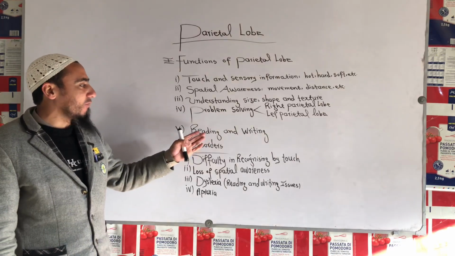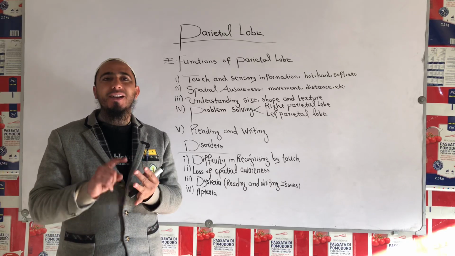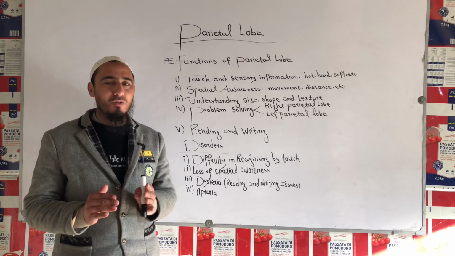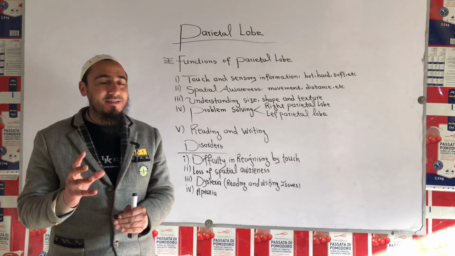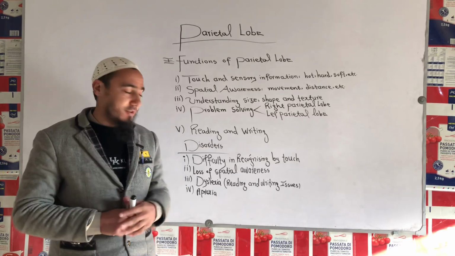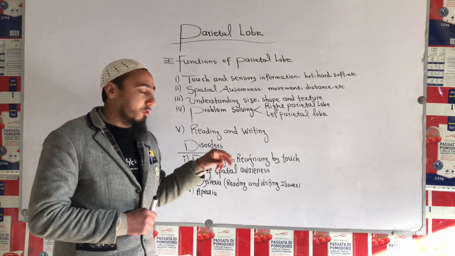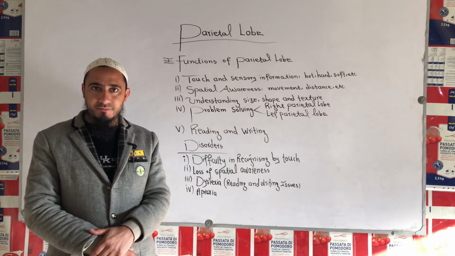And the most interesting point here is reading and writing. You remember the left frontal lobe and left temporal lobe. These two areas of the brain were responsible, and are responsible, for language production and language comprehension. But the parietal lobe specifically works for reading and writing understanding.